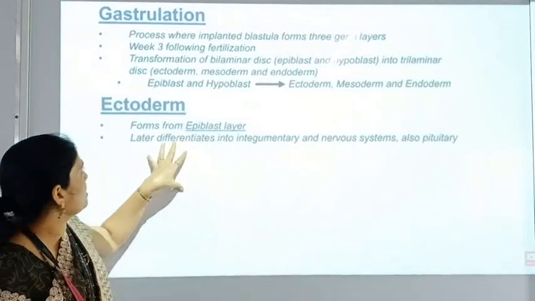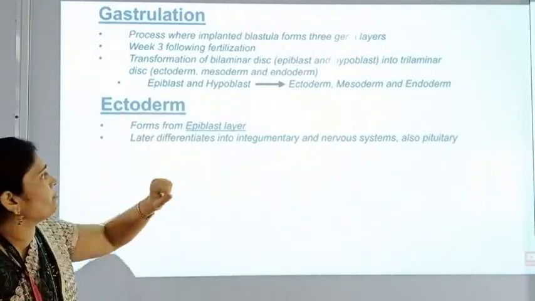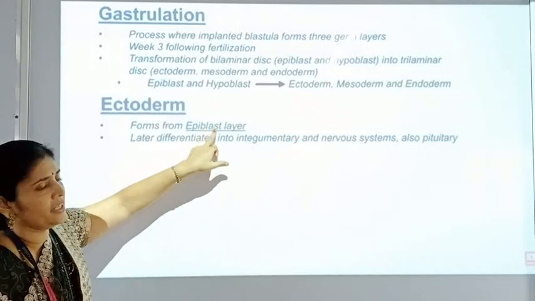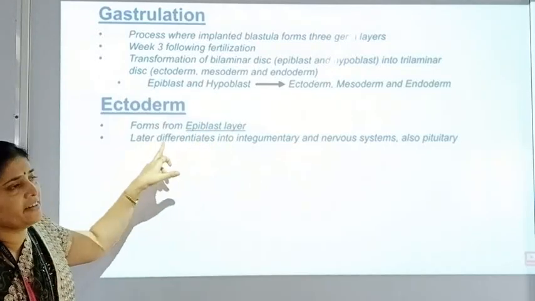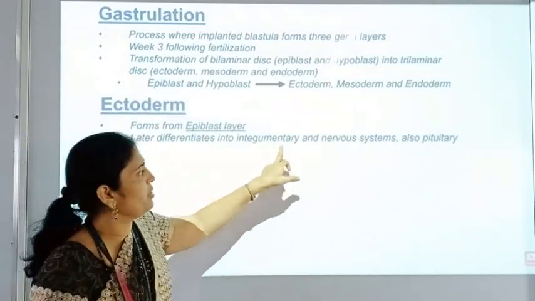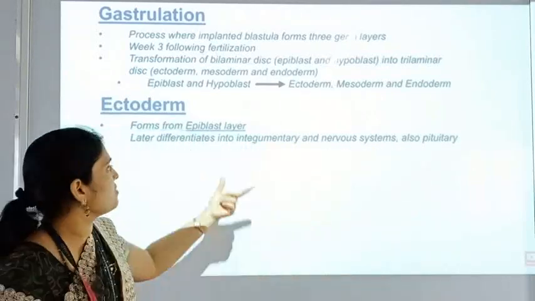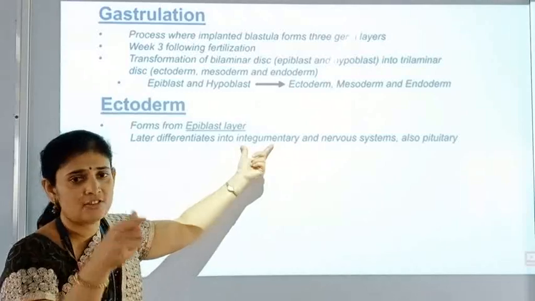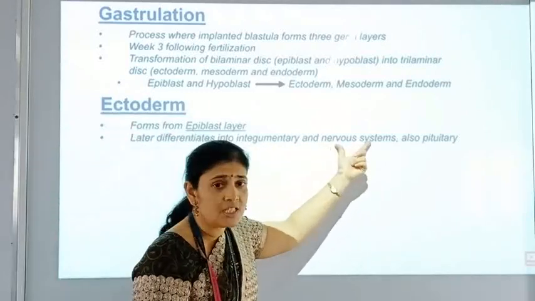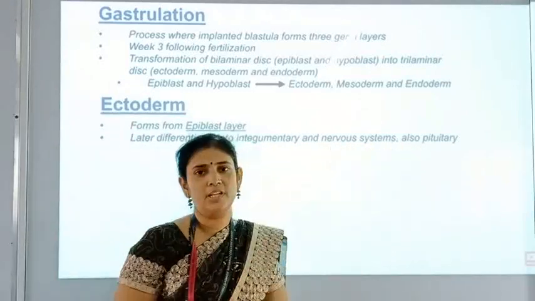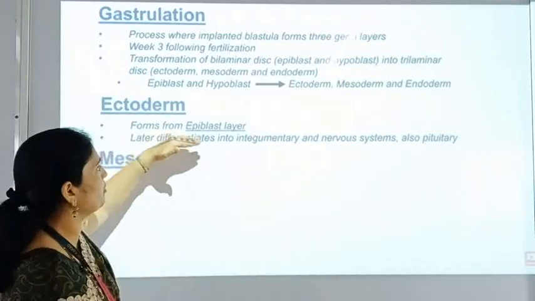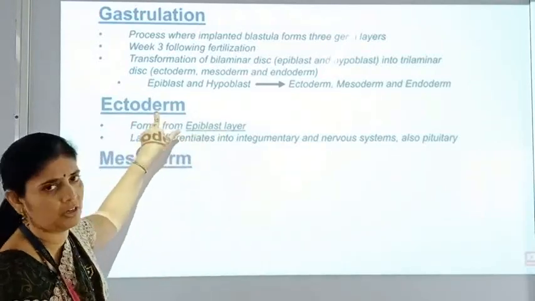Ectoderm is the first layer, formed by the epiblast layer, and later it differentiates into the integumentary and nervous systems, and also the pituitary gland. So the integumentary system, the nervous system and the pituitary gland are formed with the help of this epiblast layer, that is ectoderm.